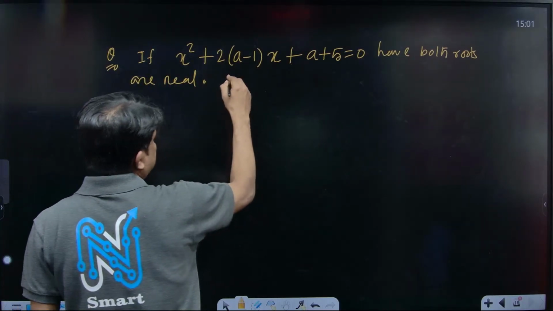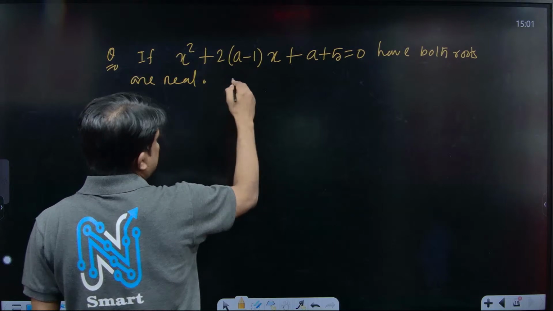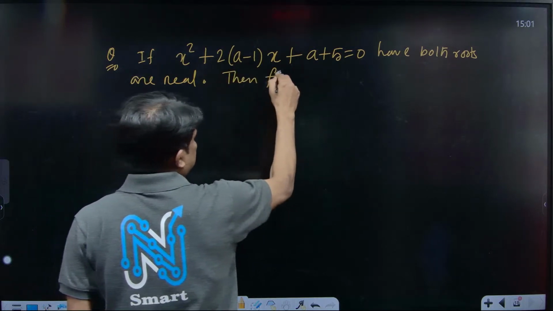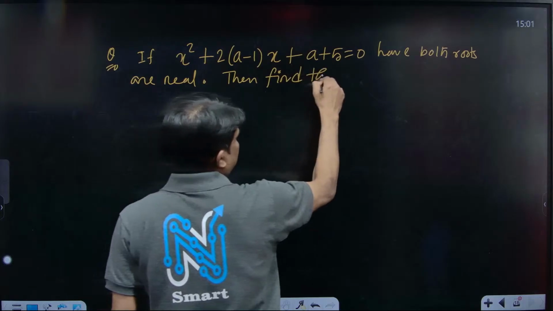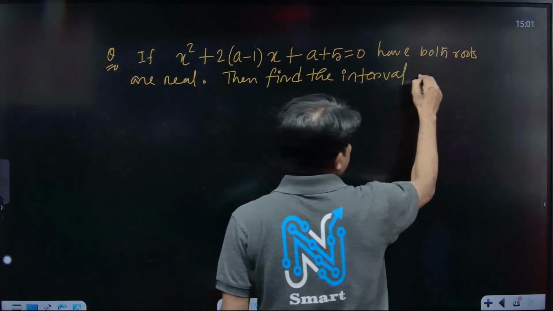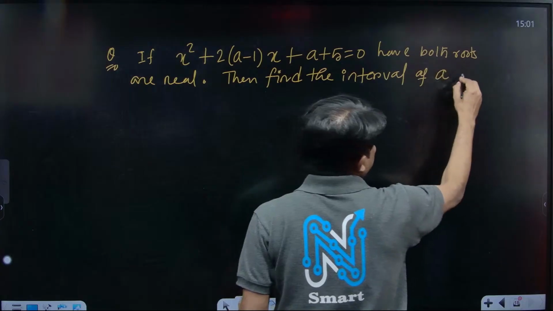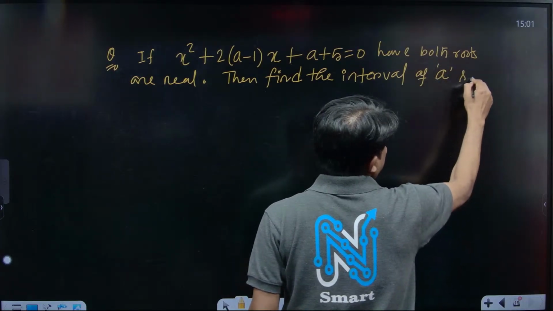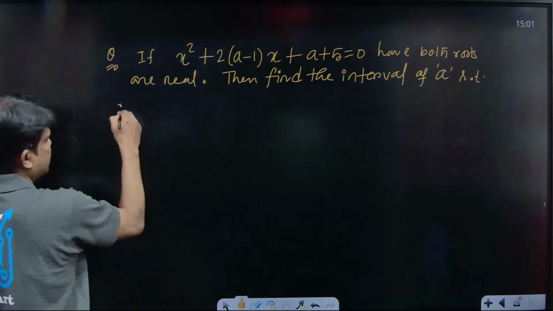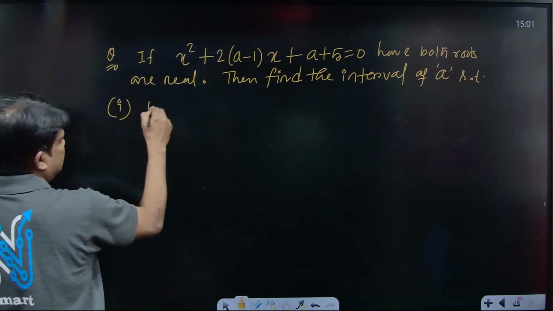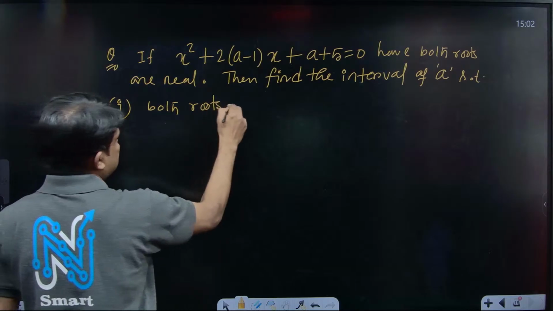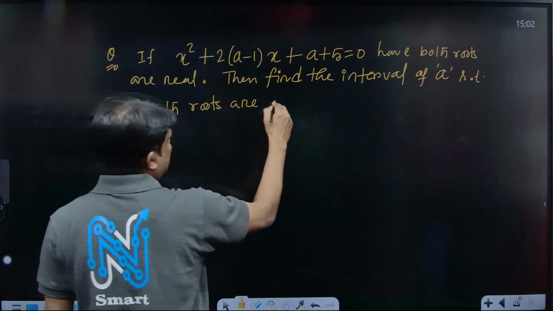Then find the condition, find the interval of a such that both roots are, first question, both roots are positive.